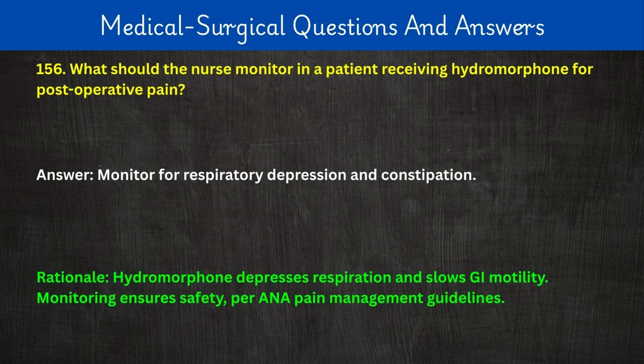156. What should the nurse monitor in a patient receiving hydromorphone for postoperative pain? Answer: monitor for respiratory depression and constipation. Rationale: hydromorphone depresses respiration and slows GI motility. Monitoring ensures safety, per ANA pain management guidelines.